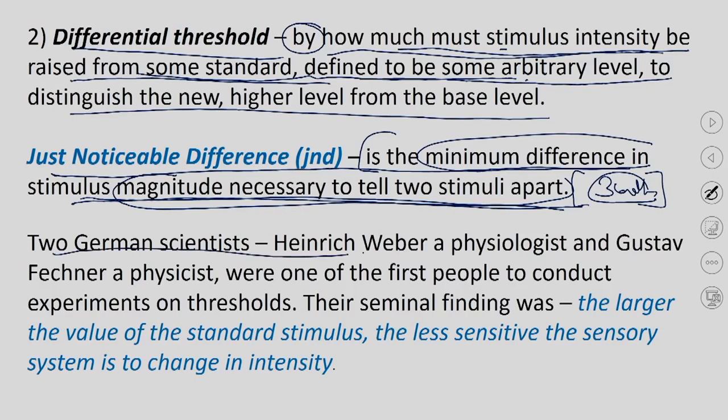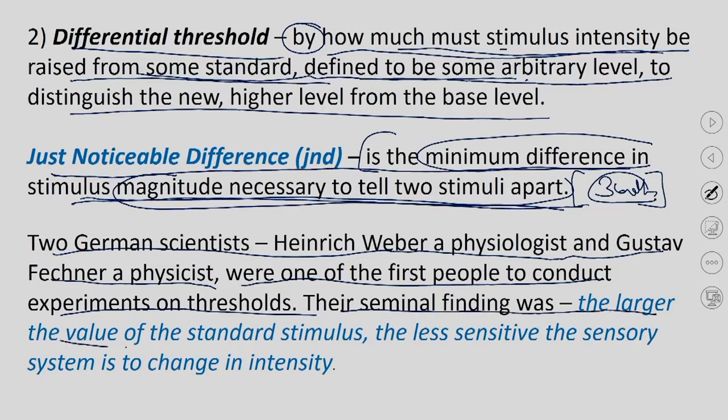Now, two German scientists, Heinrich Weber, a physiologist, and Gustav Fechner, a physicist, were the first people to conduct experiments on thresholds. What did they find? The seminal finding was that the larger the value of the standard stimulus, the less sensitive the sensory system is to change in intensity.